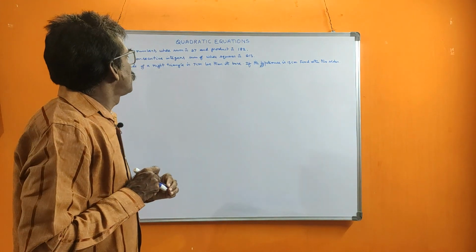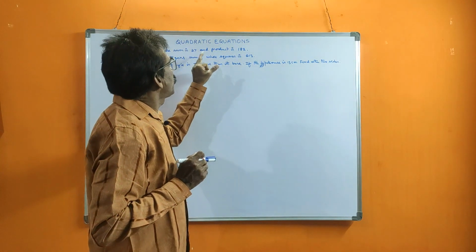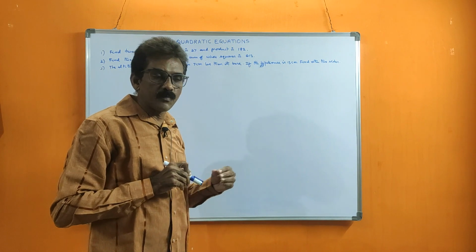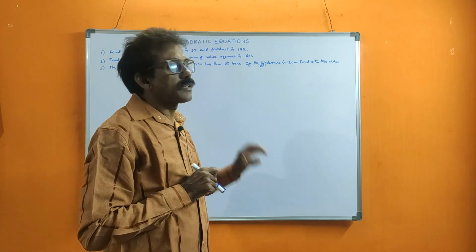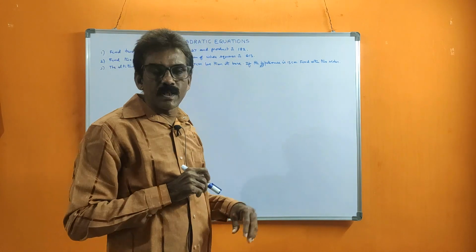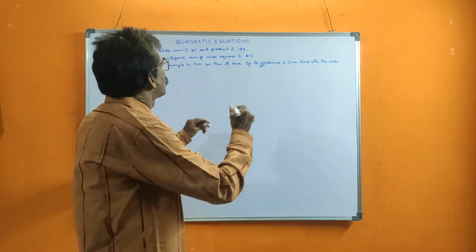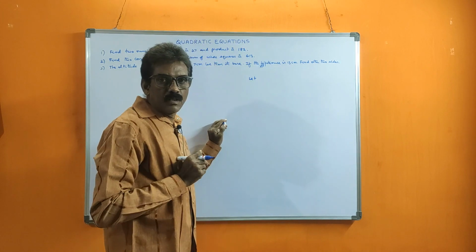So, first we should understand the concept. Find two numbers whose sum is 27 and product is 182. Sum means what? Addition, plus. Suppose let the two numbers be x and y, then x plus y is the sum. Product means xy, two numbers multiplied, that is the product. But here we should use only one variable.